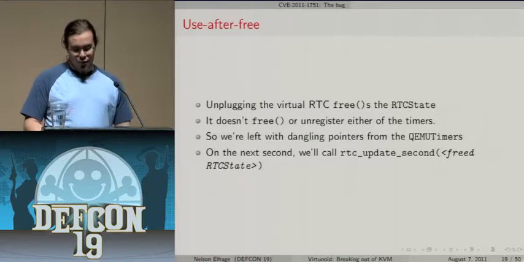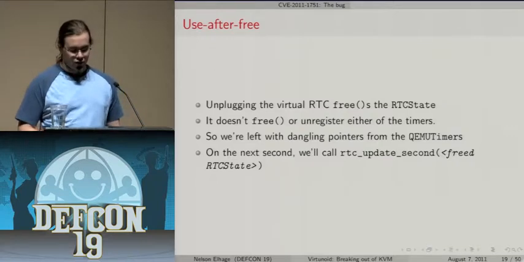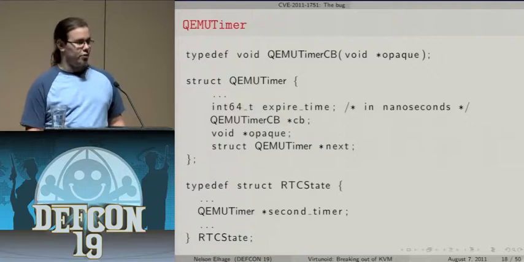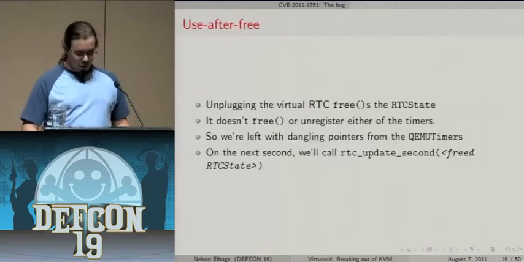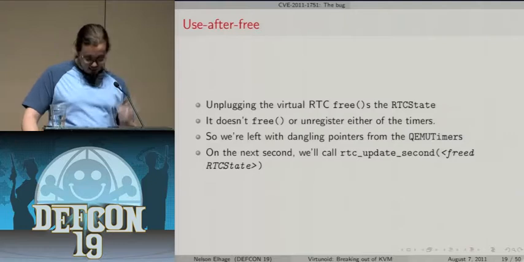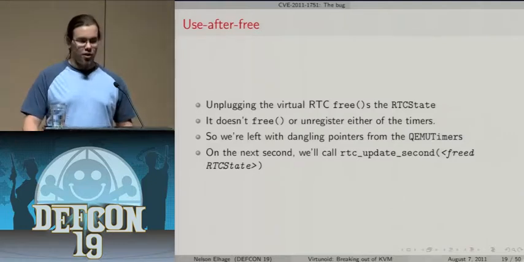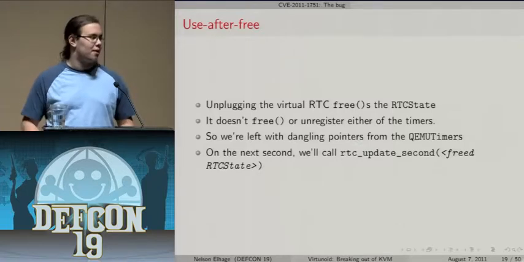But if we free it, it frees the RTC state structure, but it doesn't actually free or unregister either of the timers it used. I've only shown the one that's relevant for this exploit. And so we're left with dangling pointers. That opaque pointer there is actually used as a pointer to the RTC state, and so we have a dangling pointer to a free object. And so a second later, with the next second tick, we call this RTC update second function on a freed object. And we have a classic use after free bug here.